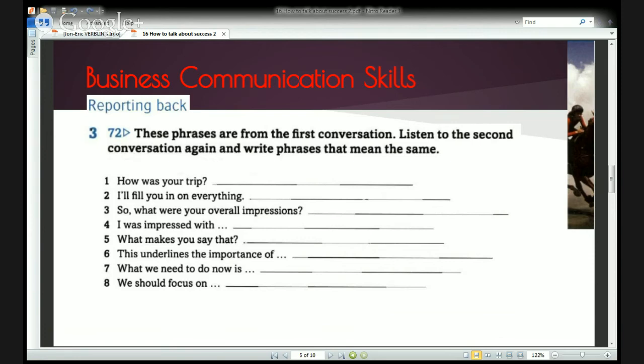Okay. I'm going to open the rest of them up to the entire class. So whoever knows, speak freely. Number 5. What makes you say that? Oh, no, I'm sorry. I did that one. Number 6. "This underlines the importance of..." What was the equivalent in the second dialogue? Instead of underline, what was the key word that he said? Highlights. Highlights is correct. Fantastic. This highlights the need to be there in person. Number 7, "What we need to do now is talk about what's coming up." What was the equivalent expression? Instead of "need to do now," he uses a different word.